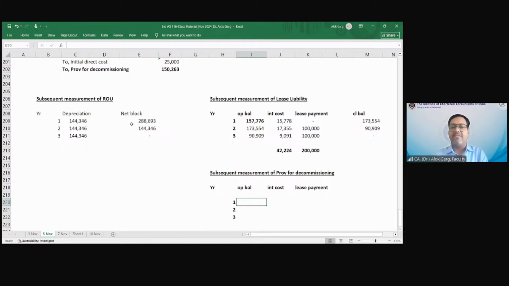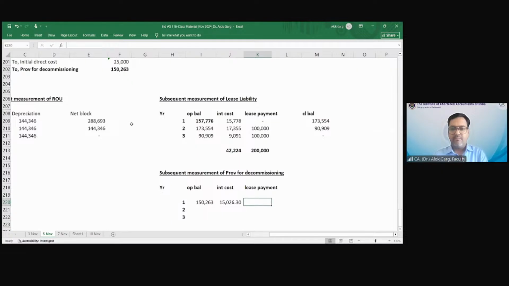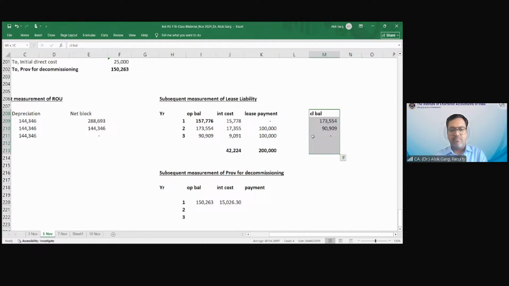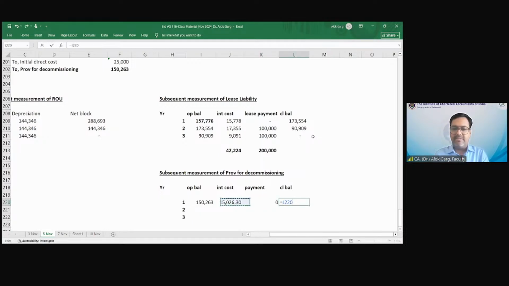What is the opening balance of decommissioning provision? 1,50,263. What is the interest cost at the rate of 10%? जिसपे हमने इसको डिस्काउंट किया था. Is there any payment, not lease payment, any payment? Decommissioning की payment तो last में होगी, right? Yes, sir. Payment will happen at the end. Closing balance. So payment 0. Closing balance this plus this minus this.